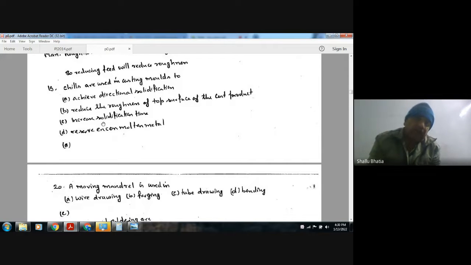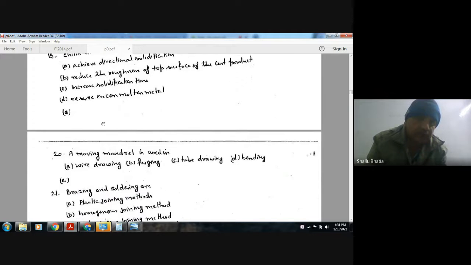When we put a chill in the casting in the center, the metal near the center also solidifies, whereas the metal near the container or near the mold gets solidified. But if we do not put any chill, then the metal near the center will not solidify in the same time as the metal near the mold. So answer is A.